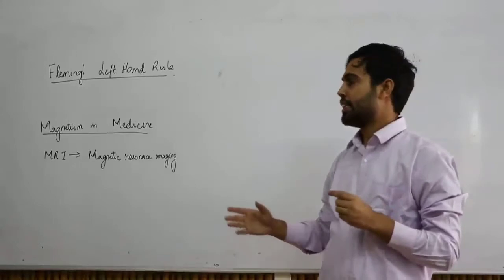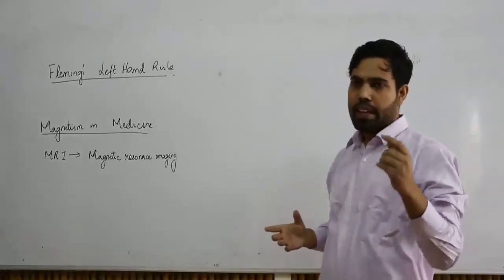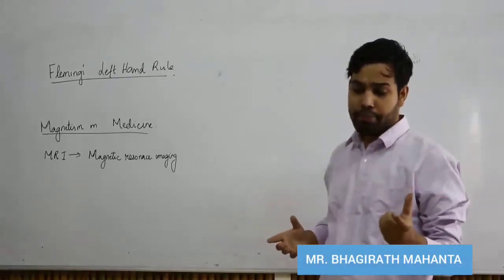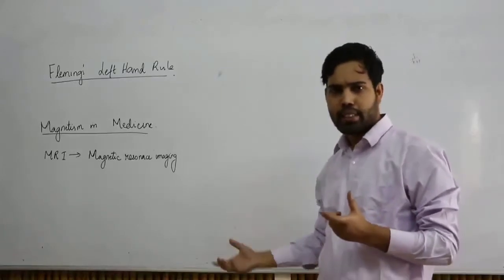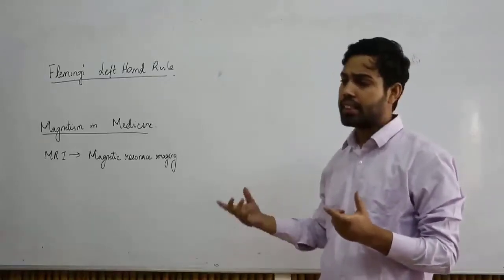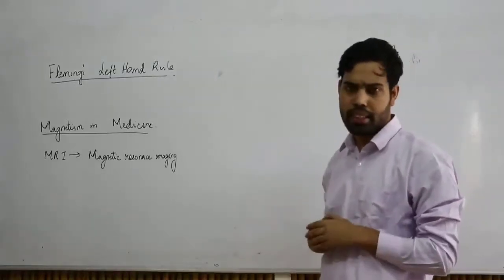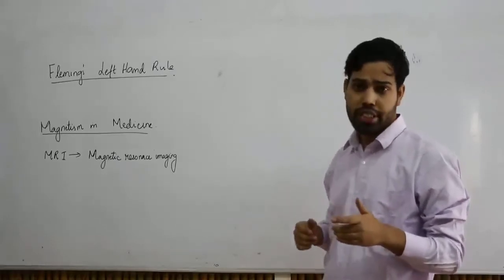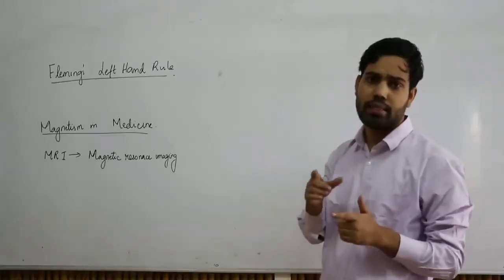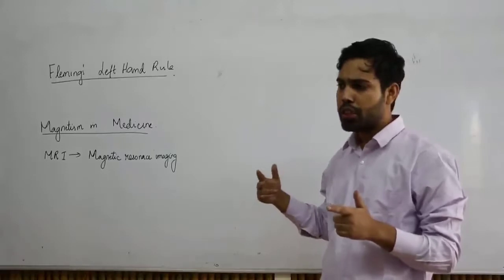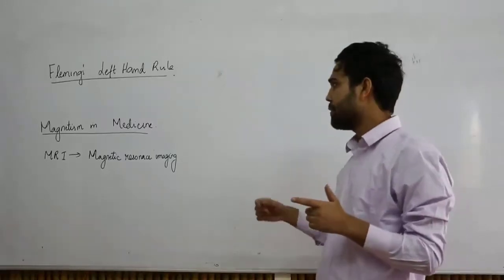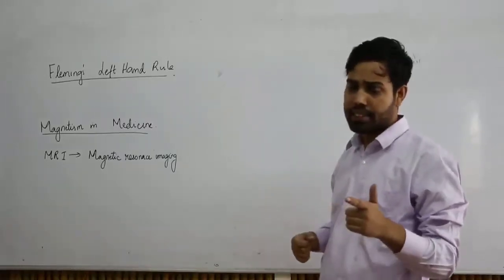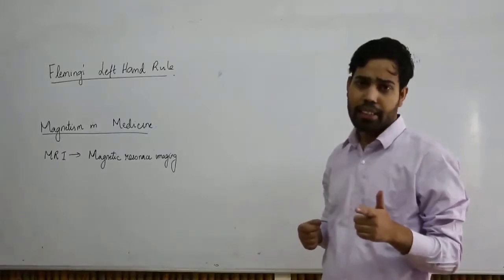So we have looked that if I have a conductor carrying current in a magnetic field, it experiences some force, and due to this force, this conductor moves. There is some displacement in the conductor. Now the direction in which this conductor will move depends on two factors. It depends on the direction of electric current, and also on the direction of magnetic field.